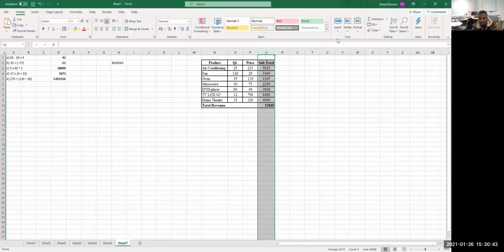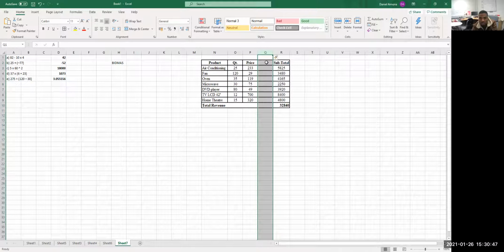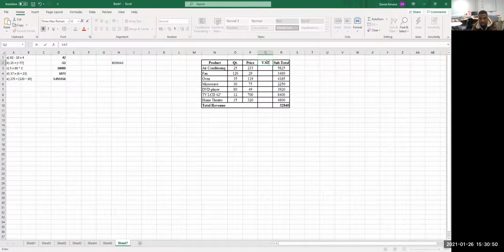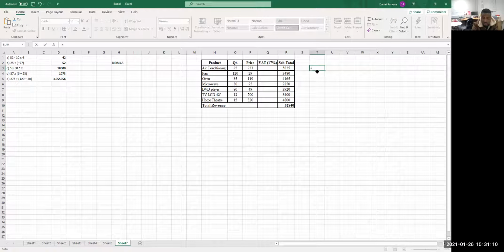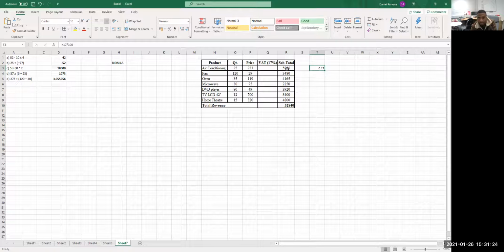So all we need to do is, here we put the VAT, okay, VAT being 17%. So to get 17%, that's pretty much 17 divided by 100. Okay, that's 0.7. So 0.7 times the subtotal. 0.7 times the subtotal.